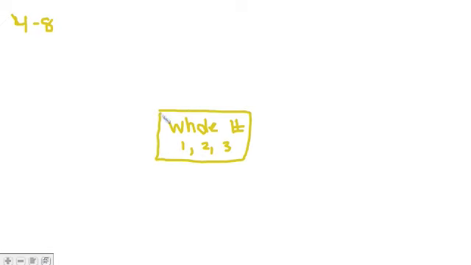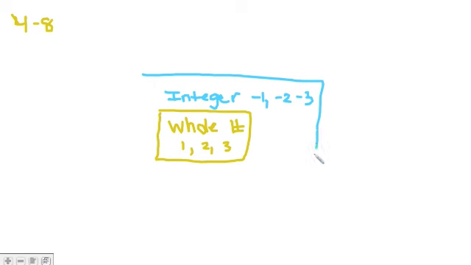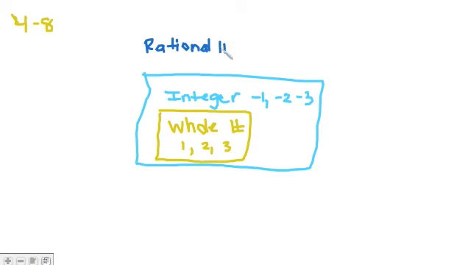Now this category also can fit into an integer. An integer can also be a whole number. Okay, integers could be -1, -2, -3. So whole numbers are a part of the integers. And then these two fall into a bigger category called rational numbers. Rational numbers. Okay, and rational numbers are the combination of those. Okay, it's a real number.